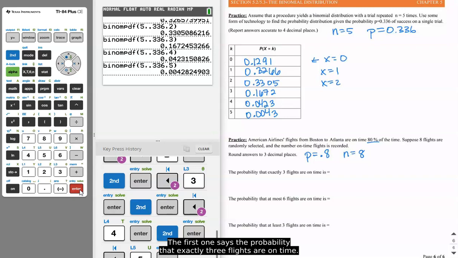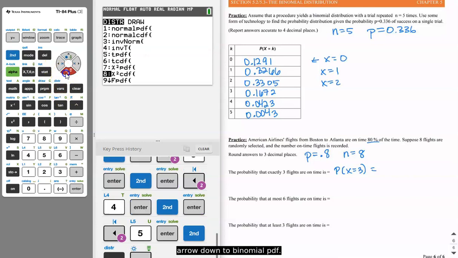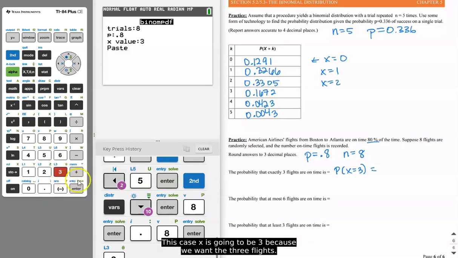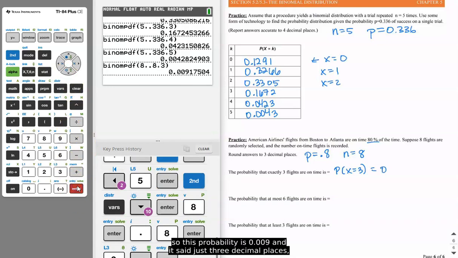So the first one says the probability that exactly 3 flights are on time. So the probability that x is equal to 3. We can use the binomial PDF for this one. So we'll hit second, we'll hit our distribution, arrow down to binomial PDF. I have 8 trials in this case. My probability of success is 0.8. In this case, x is going to be 3 because we want the 3 flights. So we'll paste that. So this probability is 0.009, and it said just 3 decimal places. So 0.009, right? Not a great probability.